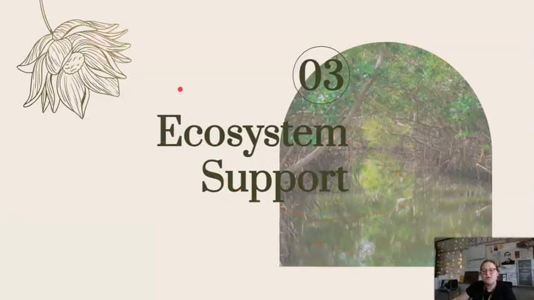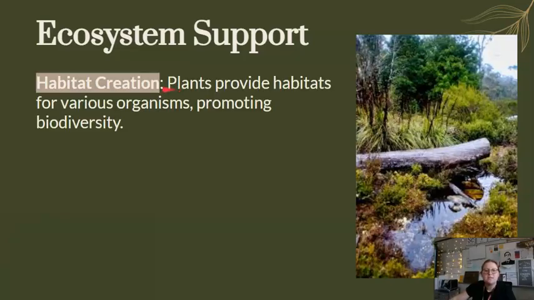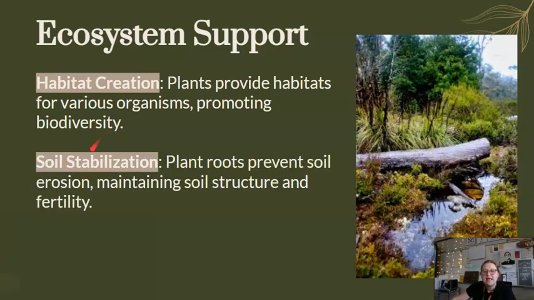Plants also provide ecosystem support. So there is habitat creation. Without plants, there would not be a whole lot of habitats available. So plants provide habitats for various organisms, promoting biodiversity. It also stabilizes the soil. So plant roots prevent soil erosion, maintaining soil structure and fertility.